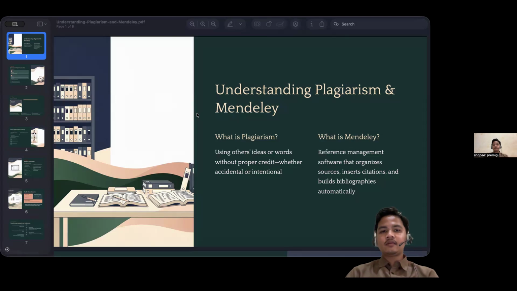First of all, plagiarism refers to using other people's idea or words without giving proper credit. It can happen either intentionally or unintentionally, especially when students are not familiar with correct academic writing rules. To deal with this issue, one useful tool is Mendeley. Mendeley is a reference management software that helps researchers and students organize their sources, insert citation, and automatically generate reference lists. Because of these features, Mendeley plays an important role in reducing plagiarism in academic writing.